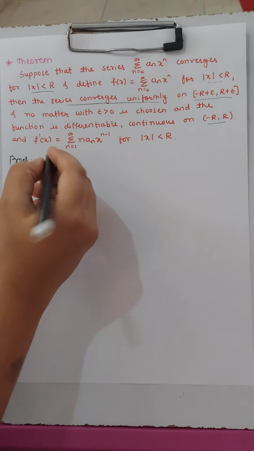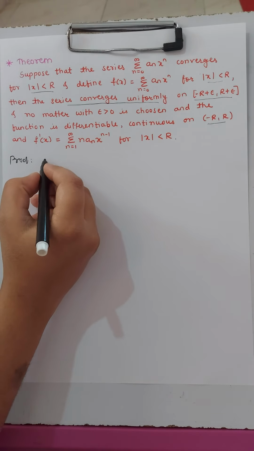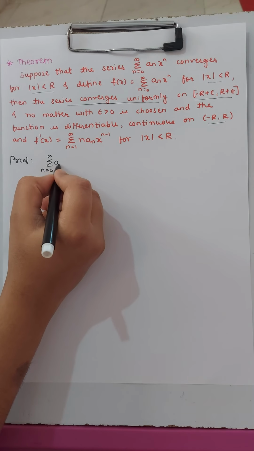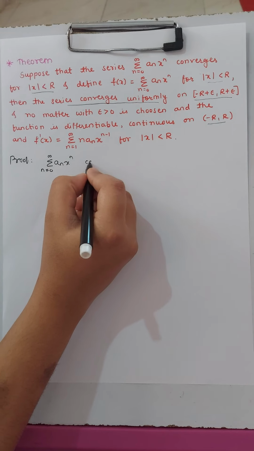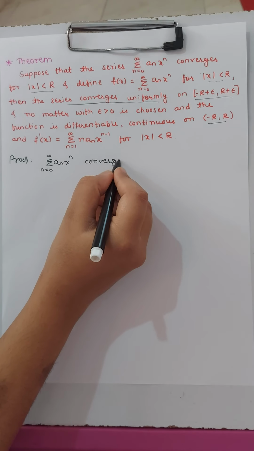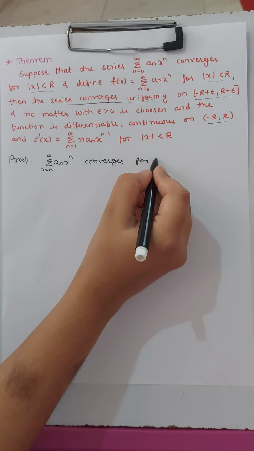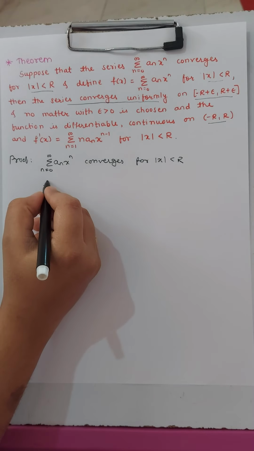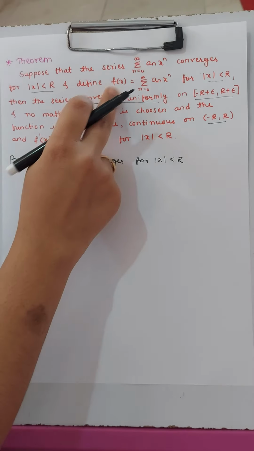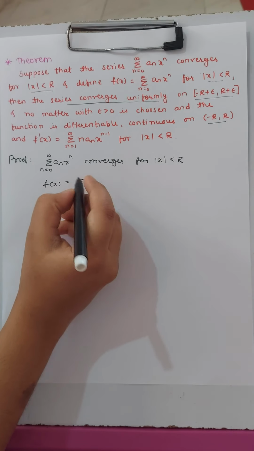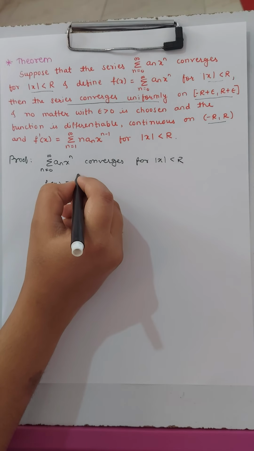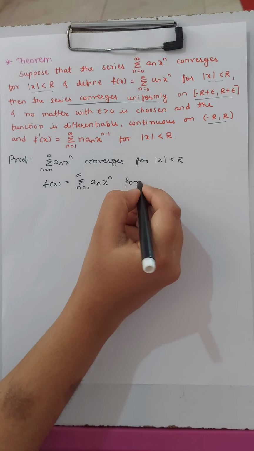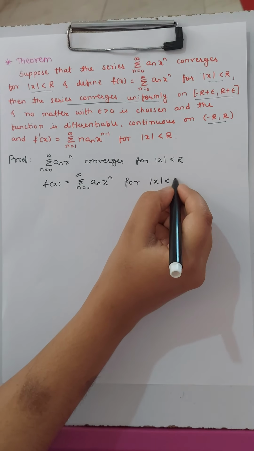In this theorem, it is given that the series summation n from 0 to infinity a n x to the power n converges for mod x less than r. Here f of x is defined as summation n from 0 to infinity a n x to the power n for the same mod x less than r.